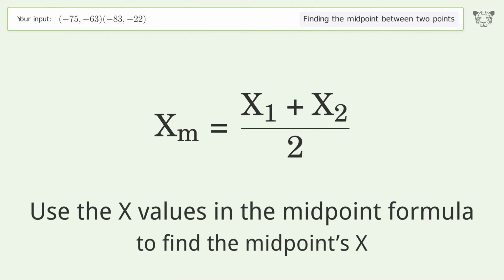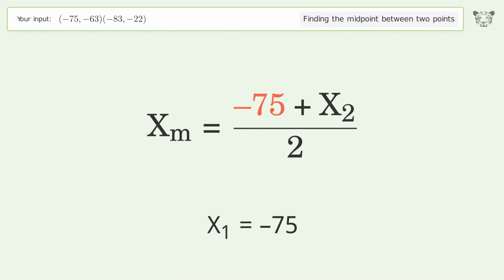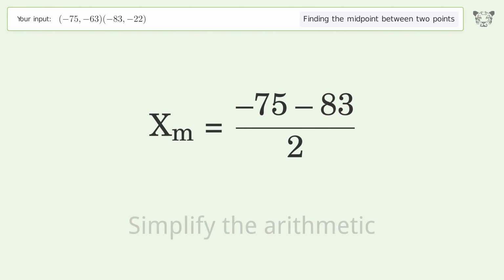Use the x values in the midpoint formula to find the midpoint's x. x1 equals -75. x2 equals -83. Simplify the arithmetic.